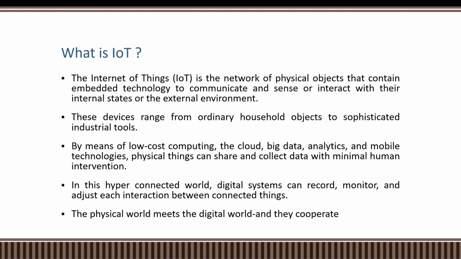So, what is an IoT? The Internet of Things is the network of physical objects that contain embedded technology to communicate and sense or interact with their internal states or the external environment. These devices range from ordinary household objects to sophisticated industrial tools. By means of low cost computing, the cloud, big data, analytics, and mobile technologies, physical things can share and collect data with minimum human intervention. In this hyper-connected world, digital systems can record, monitor, and adjust each interaction between connected things. The physical world meets the digital world and hence they cooperate.